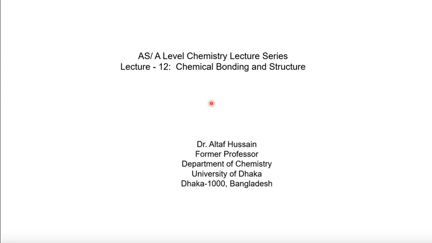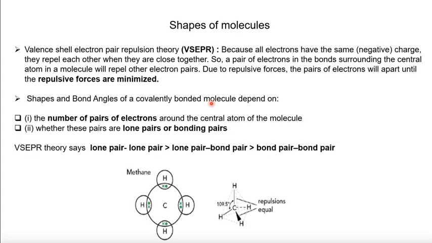This is the 12th lecture of the AS and A-level chemistry lecture series. I'll discuss shapes of molecules in this lecture. I showed this slide in the last lecture, but didn't clearly explain it. Therefore, I bring it again.